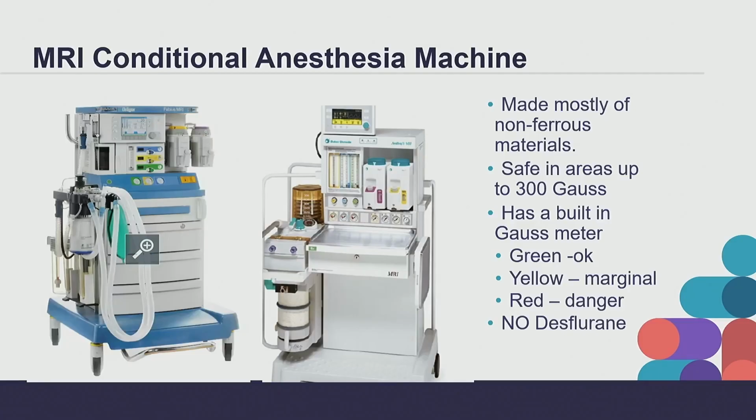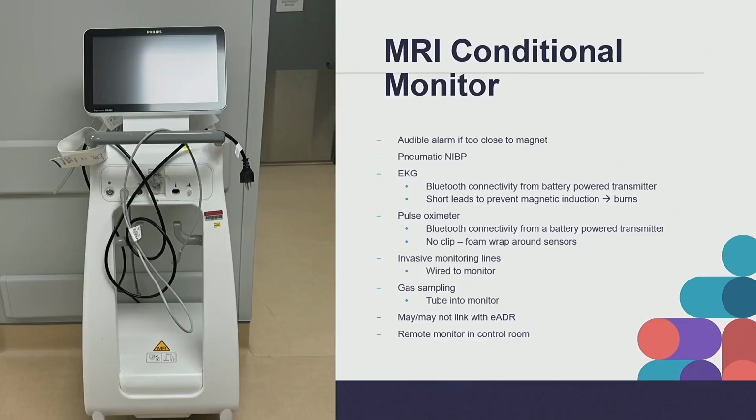There are little lights on the top next to where it says Draeger and Fabius MRI, and those will get yellow or red depending on how close you get to the scanner. There are MRI conditional monitors. They have an audible alarm if they get too close to the magnet.